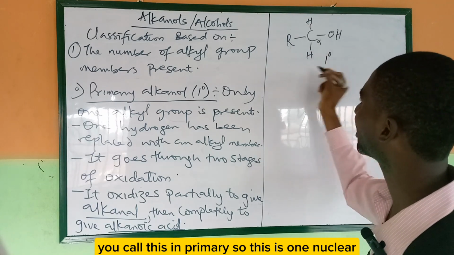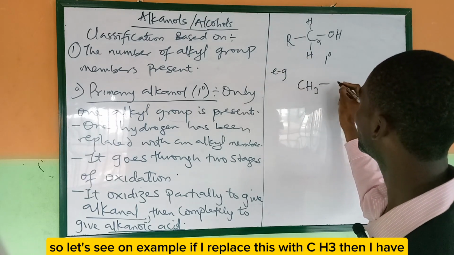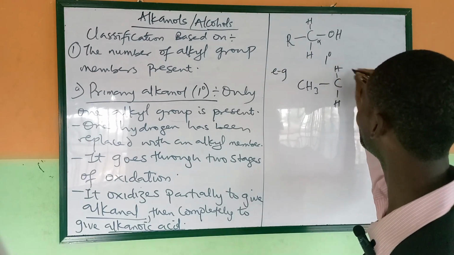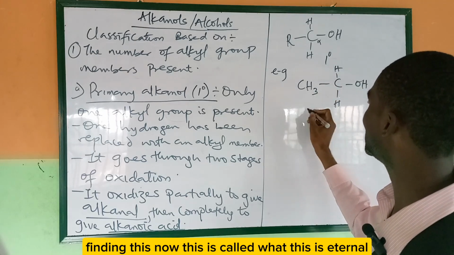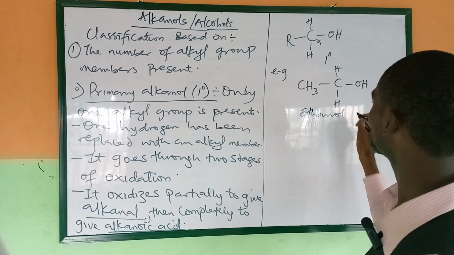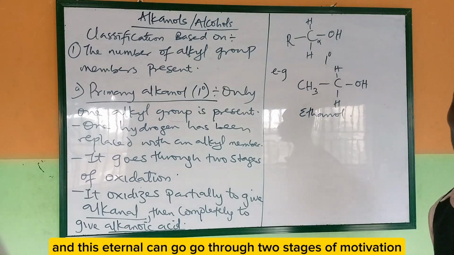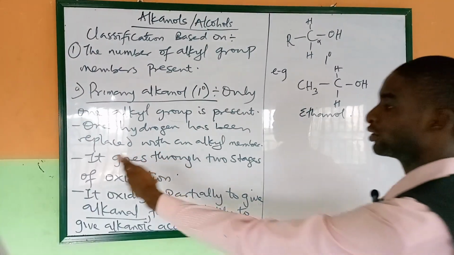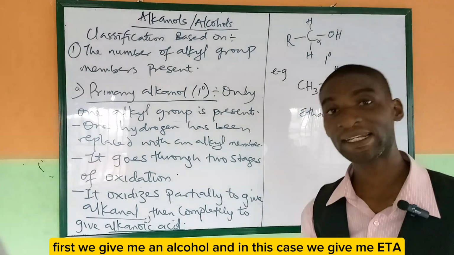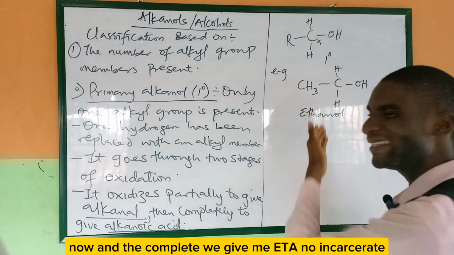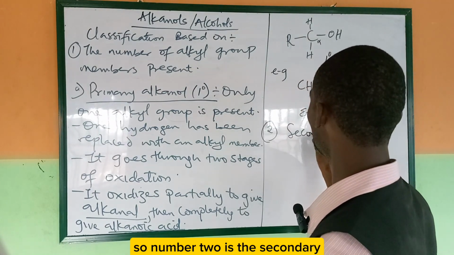So this is a one degree alkanol. Let's say an example: if I replace this with CH3, then I have this. If I name this now, this is called what? This is ethanol. So ethanol is an example of a primary alkanol. And this ethanol can go through two stages of oxidation. First will give me an alkanal, in this case ethanal, and the complete oxidation will give me ethanoic acid.